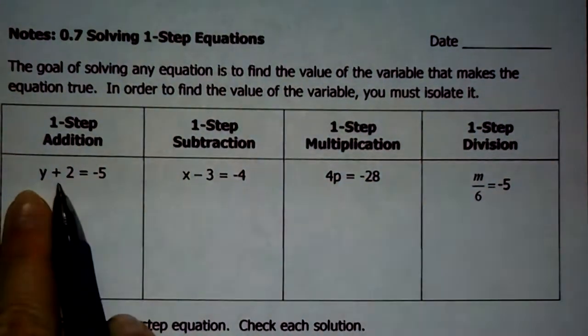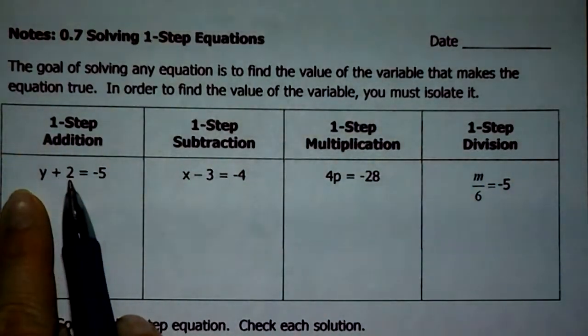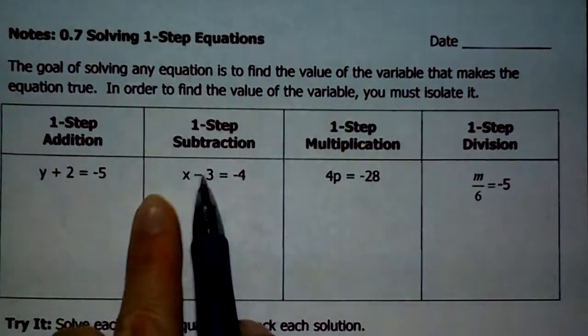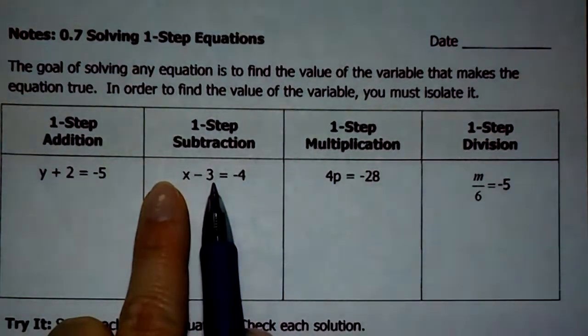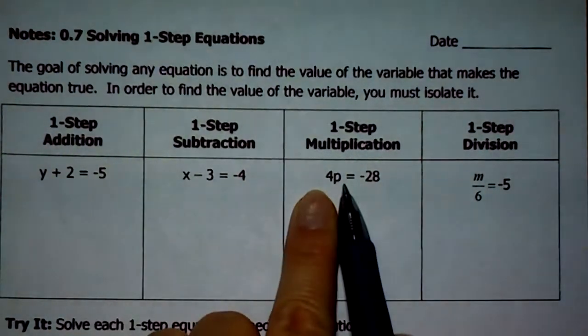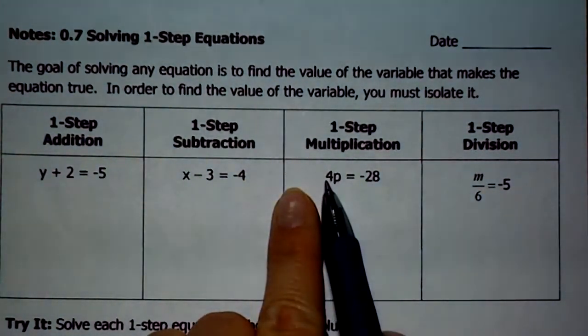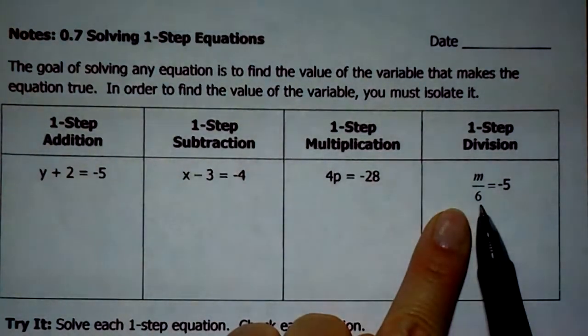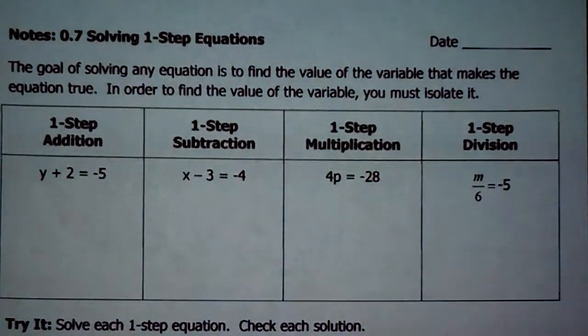This is a one-step addition equation because the variable has something being added to it. This is a one-step subtraction because the variable is being subtracted by something. This is one-step multiplication because the variable is being multiplied by something. And this is a one-step division because the variable is being divided by something.